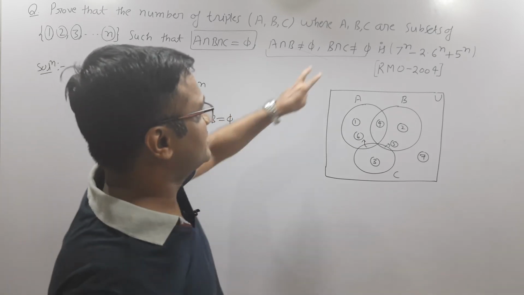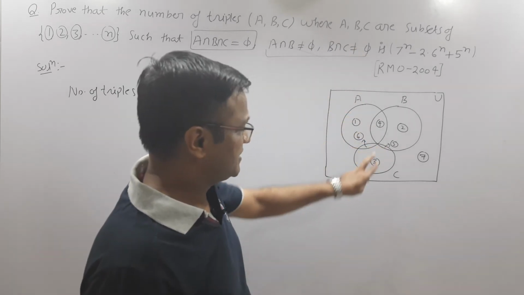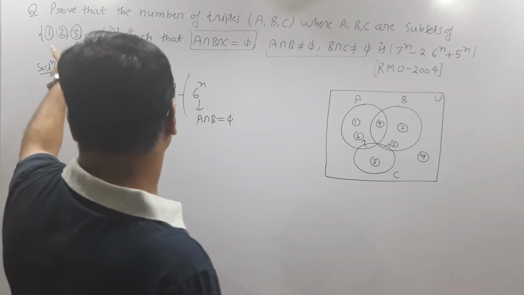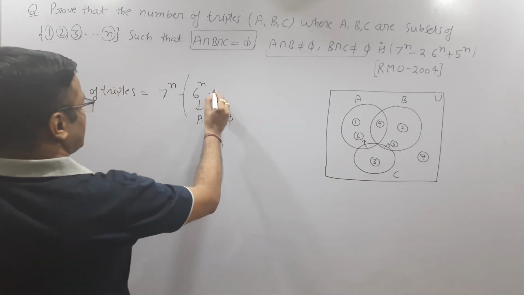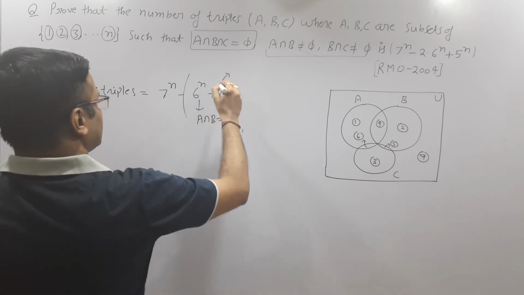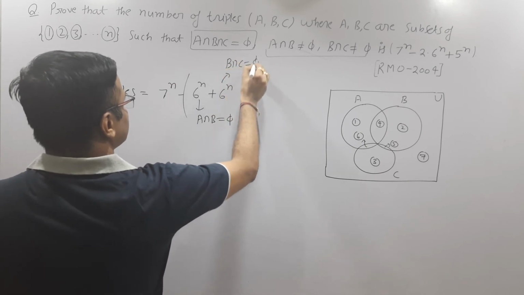Similarly, considering the second case when B intersection C is empty, that is when the region 5 is empty. When the region 5 is empty, then each element has again 6 choices, and there are n elements. So the possible number of triples is what? 6 raised to the power n. And this counting corresponds to the case when B intersection C is empty.